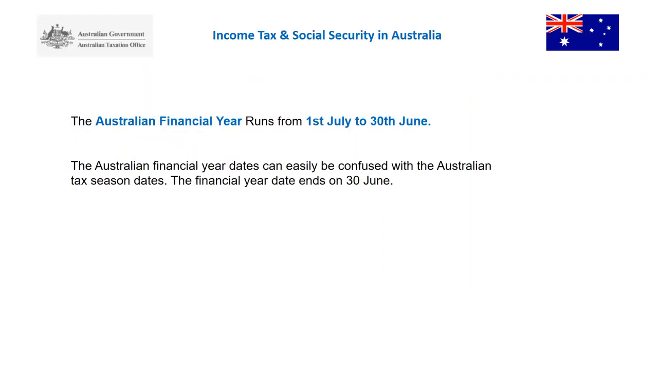When I say income tax and social security in Australia, the Australian financial year runs from the 1st of July to the 30th of June. That is your financial year. Correct. You've already spent 3 years there, right? So you will know better. Yeah, I filed my taxes. Yeah, I've done that.